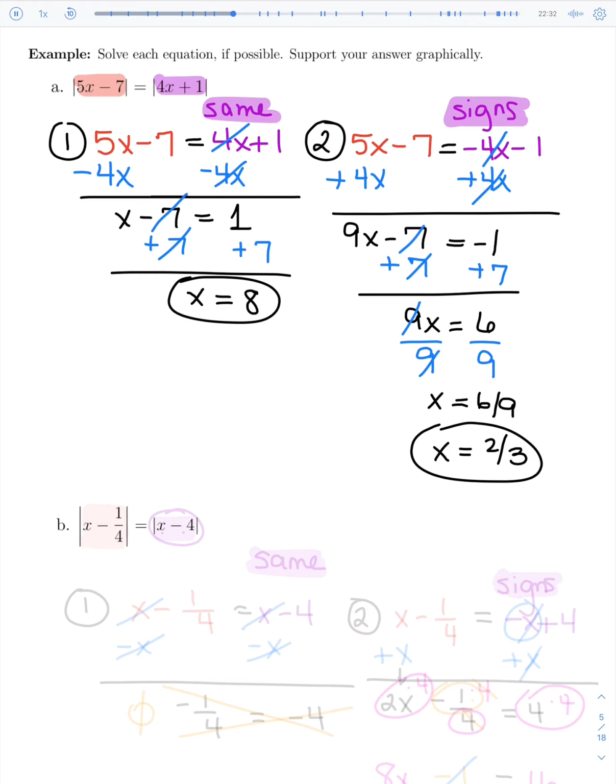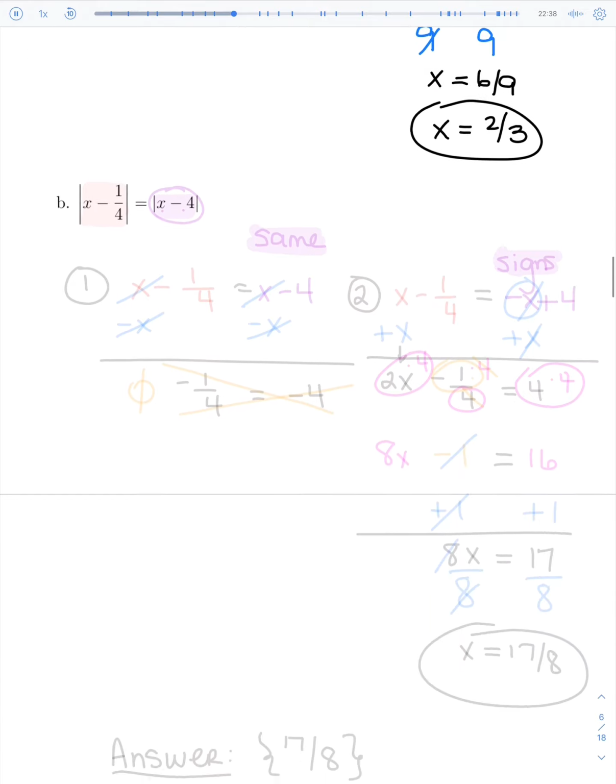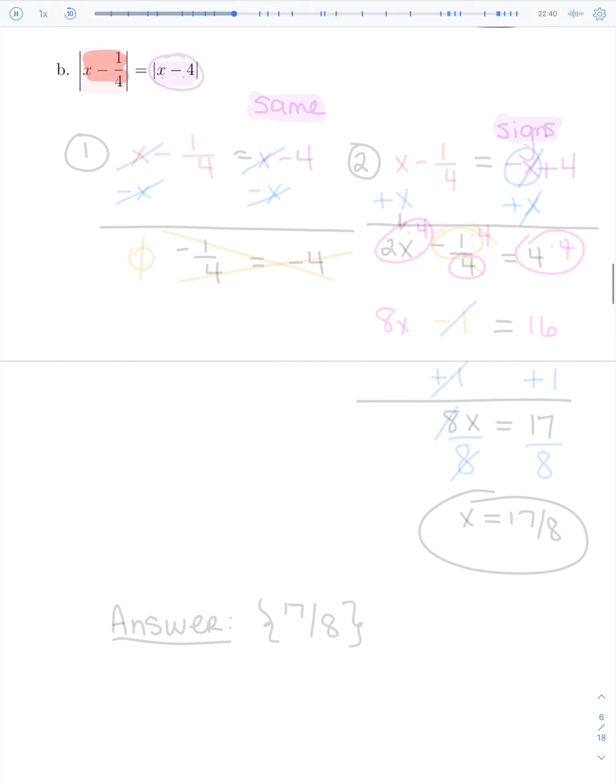Let's take a look at another example. Remember with these, when you've got two absolute values, one on each side, when we take a look at B, remember that the left-hand side, whatever's inside its absolute value, always stays the same. So we'll start out with our two versions, our positive version and our negative version.